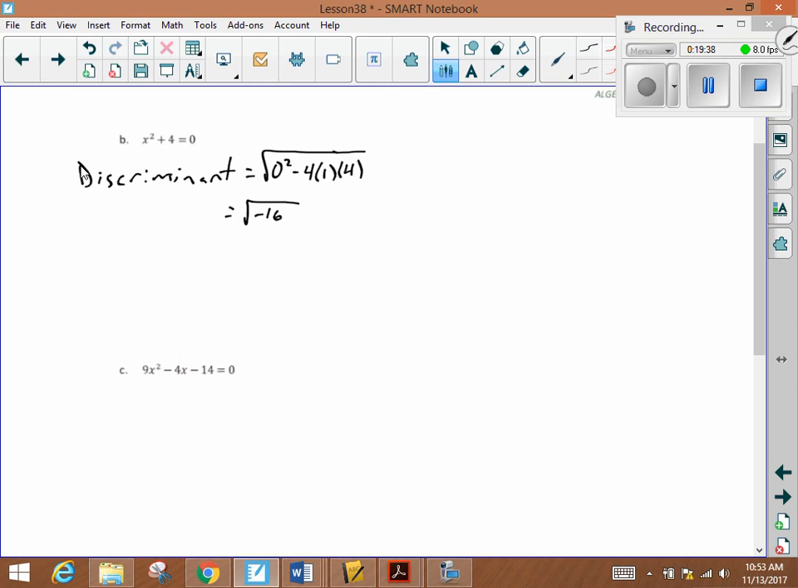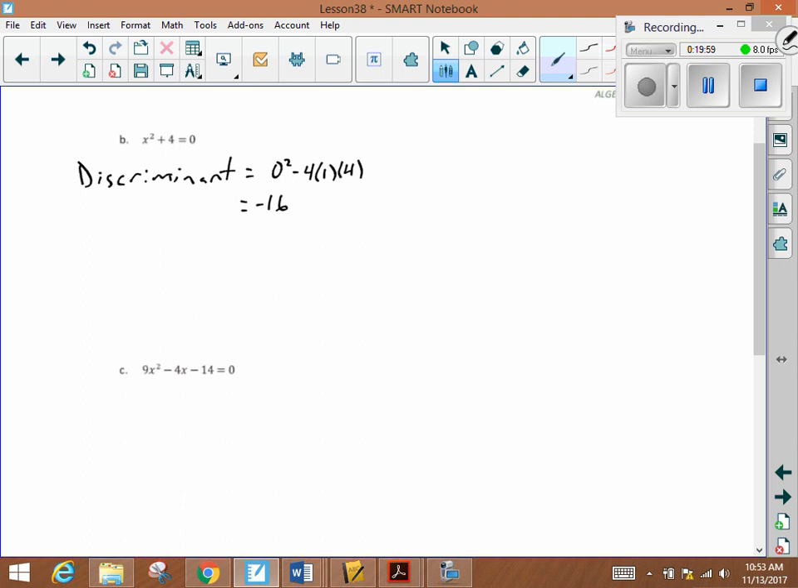Sorry, I didn't mean to put that square root there. That's terrible. Sorry about that. The discriminant does not include a square root, and so that is incorrect. It's just negative 16.